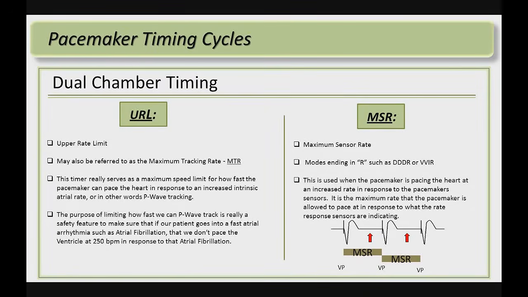Rate response sensors don't work the same way in every patient. A setting that works well for one patient may not work well for another. The maximum sensor rate is a safety feature designed to limit how fast the pacemaker can pace the heart according to the sensors in case the sensors become overly aggressive.